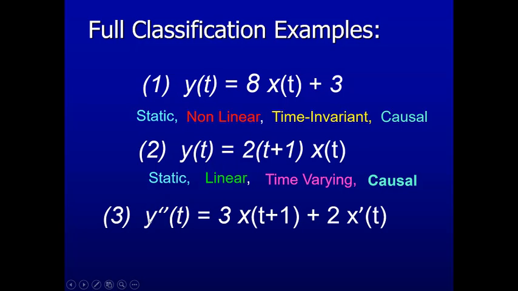Here's a second-order system. I have a y double prime of t. On the left side, nothing out of the ordinary here, although because I have a derivative, it's definitely a dynamic system. Here we have a 3 times x of t plus 1, 2x prime of t. In terms of linearity, I've got constant coefficients, so we're okay there. For time invariance, well, this represents a time shift. It's not a compression or expansion. No time arguments in front of my x's or y's, so this is actually a time invariant system.